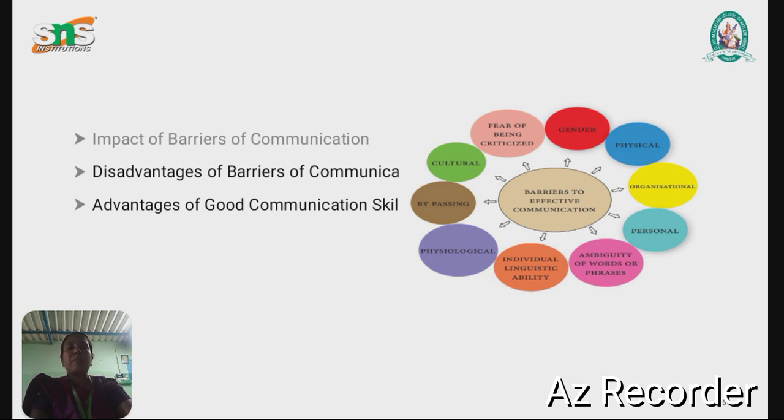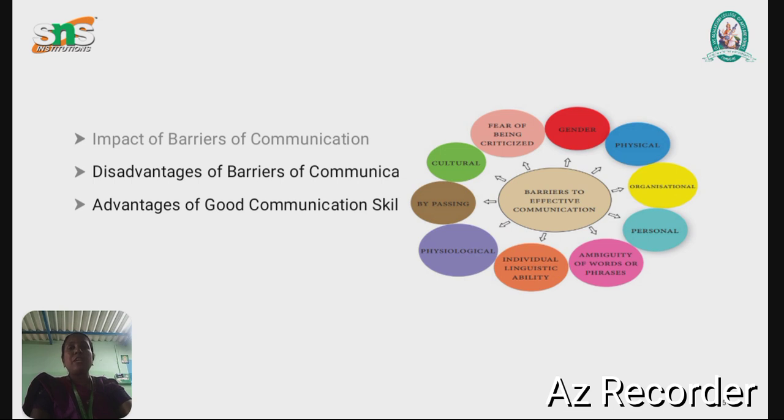Disadvantages of barriers to communication. There are many disadvantages of barriers to communication. First of all, lack of effective communication can cause embarrassment, which can lower your self-confidence. For healthy personality development, it is important to deal with the issue. Next, the second one: due to difficulty in communication, you are unable to express your ideas. Lacking good communication skills can be negative to your personality. It can overshadow the strengths of your personality.